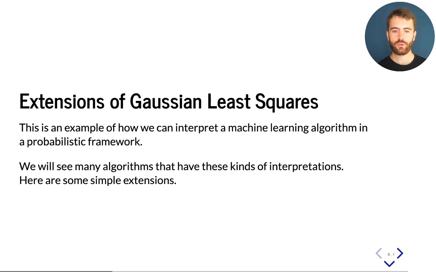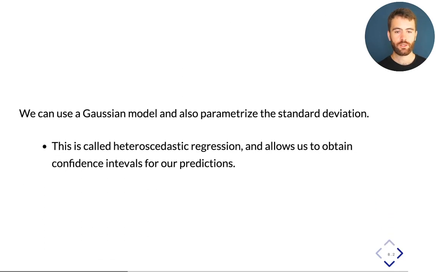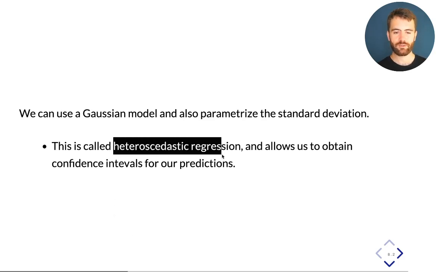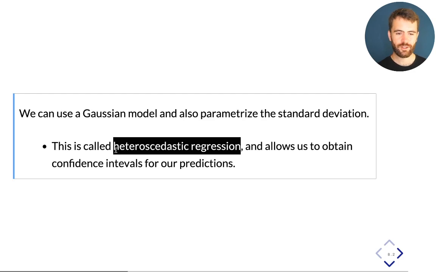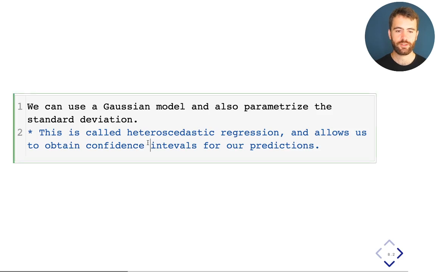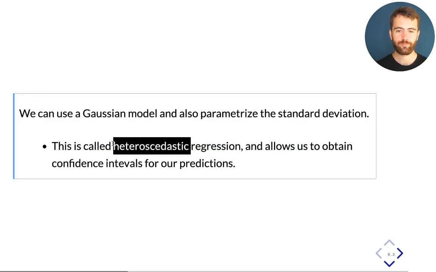Now, using the probabilistic approach, we can derive even more general algorithms than least squares. For example, one simple extension that we could do is we could also parameterize the standard deviation of our Gaussian distribution using a different set of parameters. And there are machine learning algorithms that do that. The resulting set of algorithms is called heteroscedastic regression. It's a very long and complicated word, but essentially what this means is that we are simply fitting a model to not just the mean, but also the variance of a Gaussian distribution.